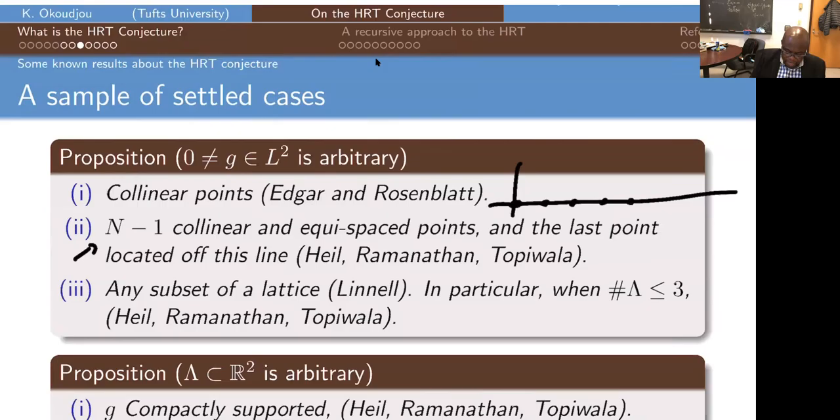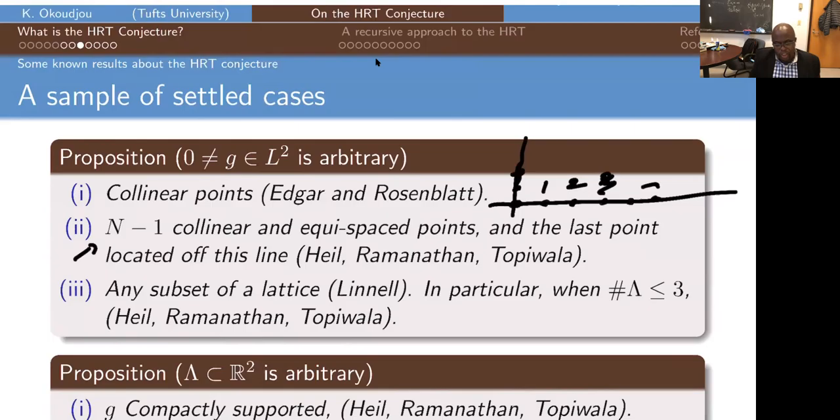So by using the scaling and the rotation that I talked about earlier, I can just assume that the points are sitting on the integers, 1, 2, 3, and so forth. And then the last point will just be any point off this line. And by using a shear matrix, I can ensure that this point is anywhere on the y-axis.